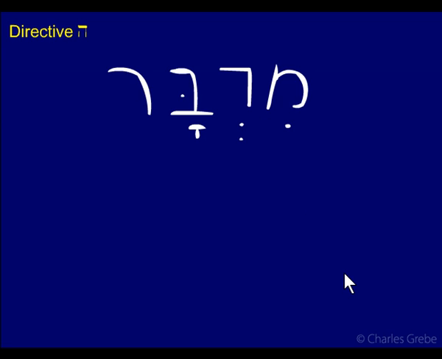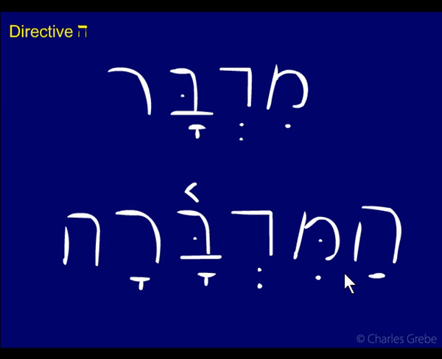Another example, Midbar is wilderness. And then if we put the Directive He on the end, Ha Midbara. Ha Midbara. Notice the stress is here. If we didn't have this marker, then we'd think the stress is at the end. So the stress has to be back from here. So this would be to the wilderness.